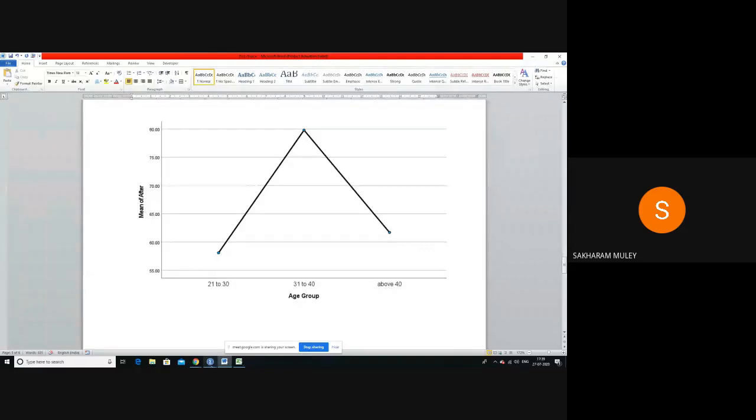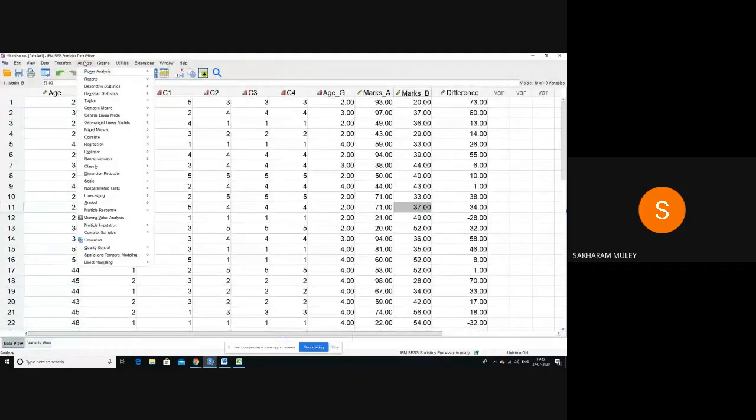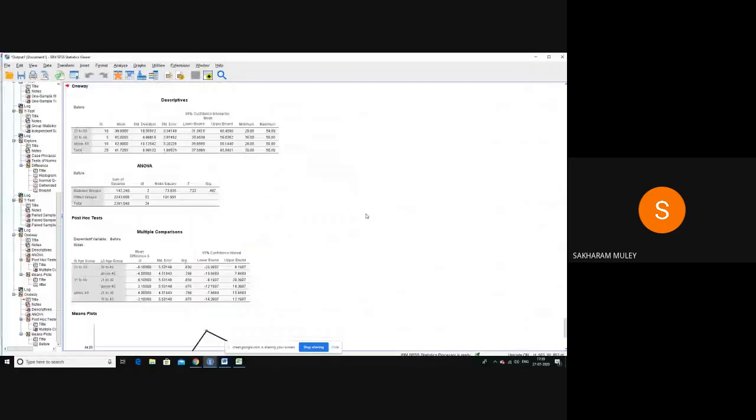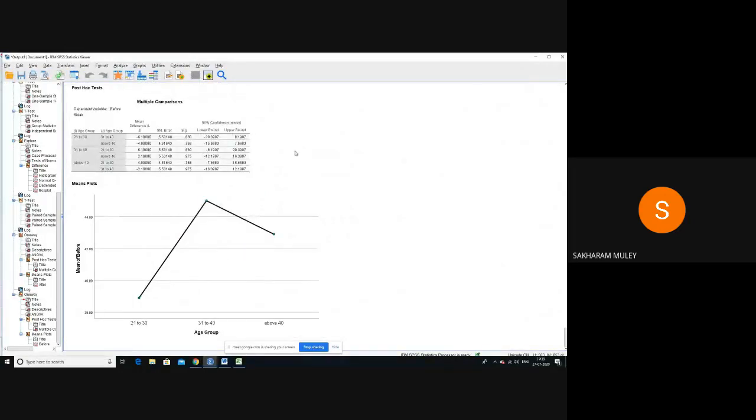Let us take another variable. Compare Means, One-Way ANOVA. Let us see whether there is a difference in the before marks with respect to age group. It is again not showing any significance of difference.